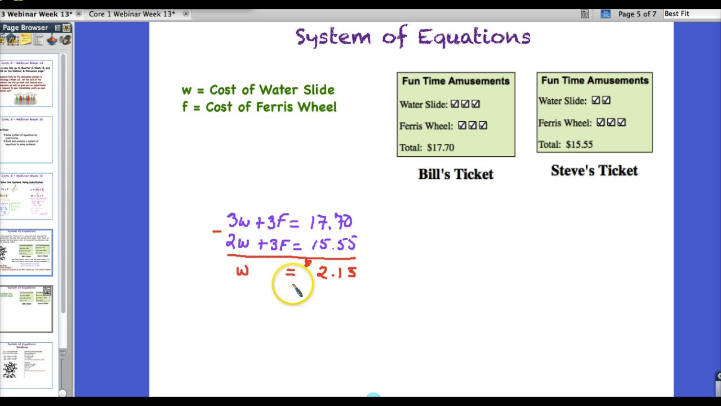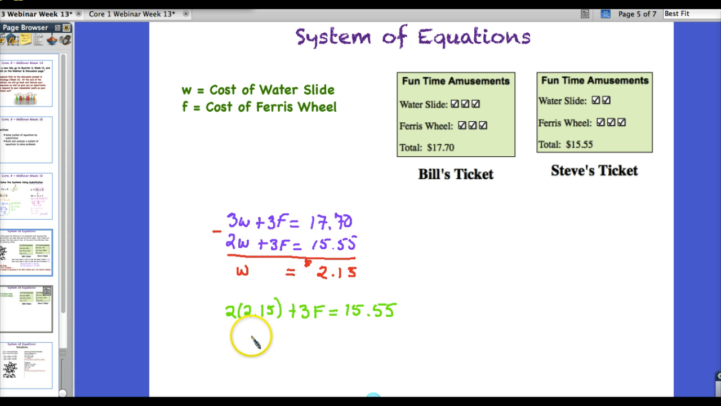So that was pretty simple compared to the substitution. This is called simple elimination, when you can add them together or subtract them to eliminate essentially one of the variables. So now we need to know what the cost of riding the Ferris wheel is. Well, we already have two equations, and if we know w, we can just substitute it in for any of these. So I'm going to use the bottom equation. I'm going to say 2 times $2.15 plus 3f equals $15.55. So essentially, you're really using substitution after you do elimination once.